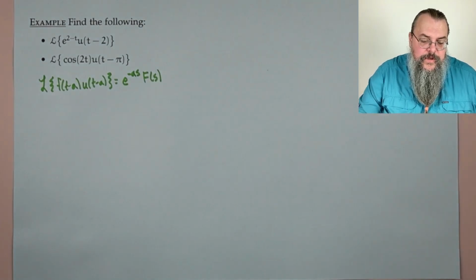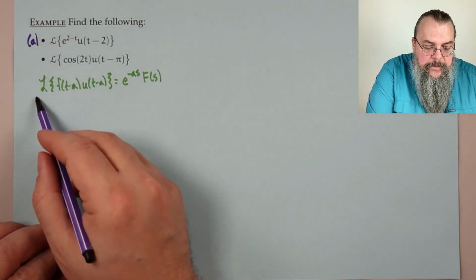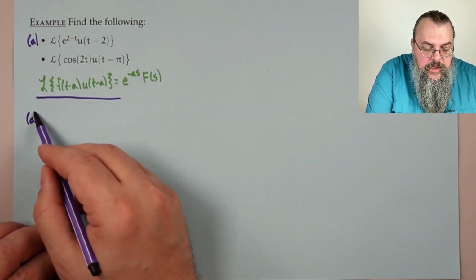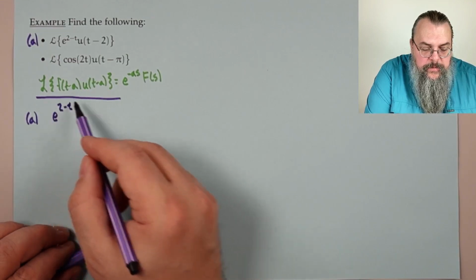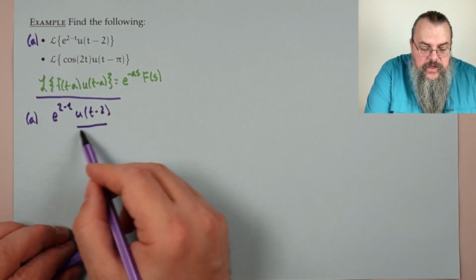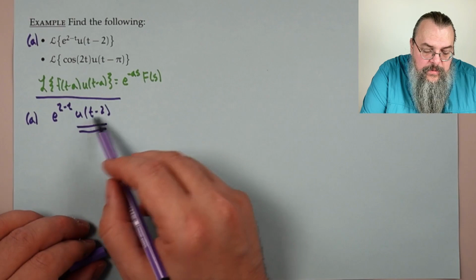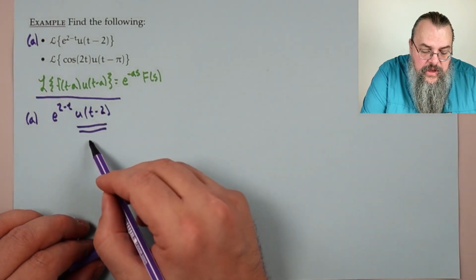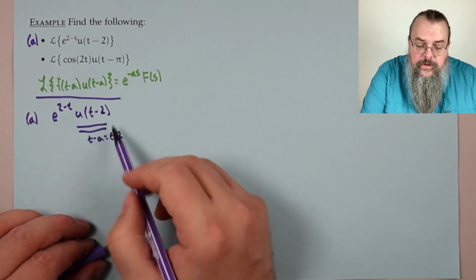Okay, we'll start with the first one. Here we go, we'll call that a. Now what do we see here? Before we do the Laplace transform, we're going to talk about our pieces. And this part right here is very easy to cue off of. We see t minus 2. So this says that our t minus a is the t minus 2. That's what we're looking for.